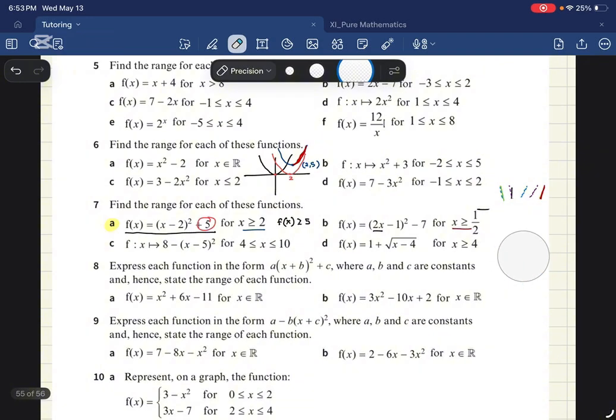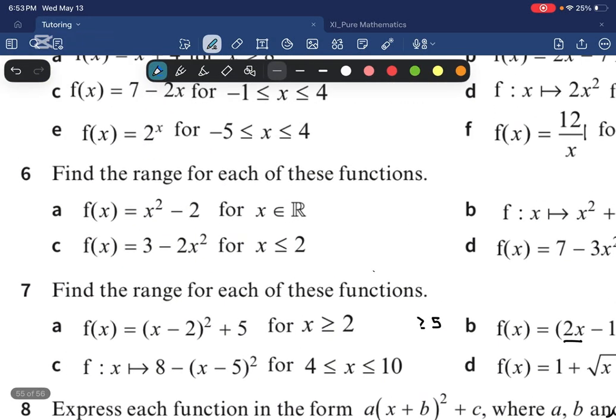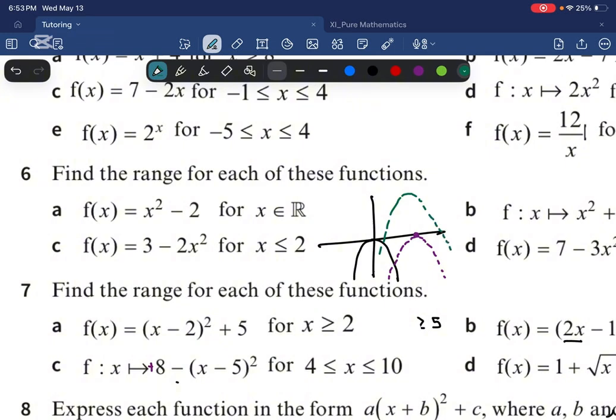All right, so let's erase this so we can draw for C. So we have negative x², and the graph looks something like this. And minus 5 means shift this graph 5 units to the right. So it looks something like the one I have drawn in purple. And I have plus 8. That means shift it 8 units up. So my graph looks something like this.